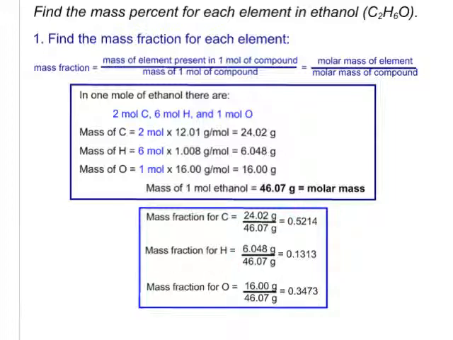For hydrogen, it's the same. We take the grams of hydrogen that we calculated, divided by the molar mass for the entire molecule of ethanol. And we do the same for oxygen. That gives us these nice little fractions here. And let's look at what we're going to do with those.